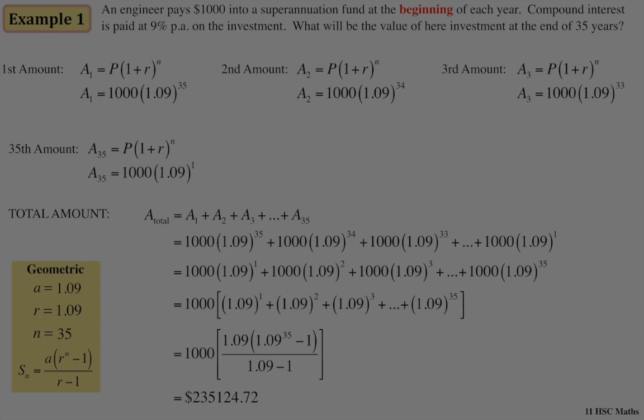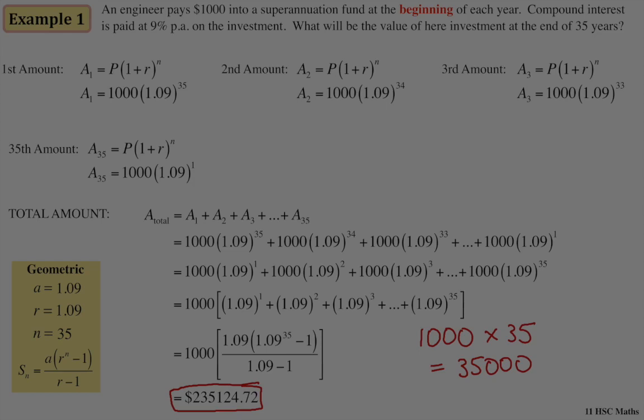Now, let's just think about this logically for a second. He put in $1,000 on 35 different occasions. That works out to be $35,000 that he put in. Yet he ended up with $235,000 and a bit. So he's actually earned $200,000 in interest. That's not a bad effort, and that is the power of superannuation when you're earning interest on your interest on your interest on your interest. It's incredible the way it can grow.